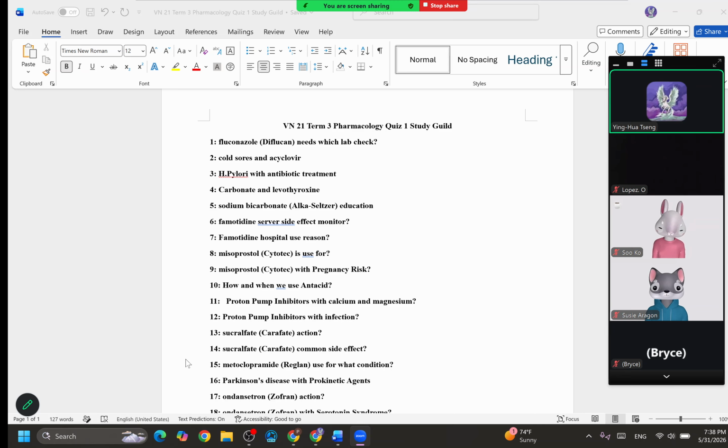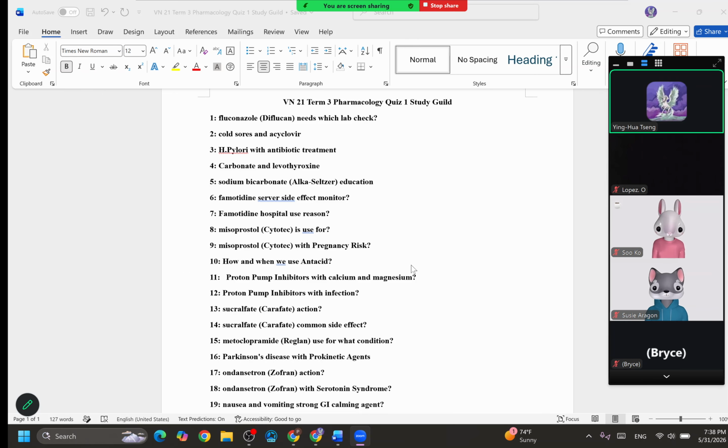Number three, H. pylori. This is a bacteria living in your stomach area, treated with antibiotics. Remember I told you, for H. pylori we get a very special treatment. How many antibiotics is it? Two antibiotics and one antacid. Yes, I need at least two antibiotics and also one antacid medication. That means I need to see at least three medications with this treatment.